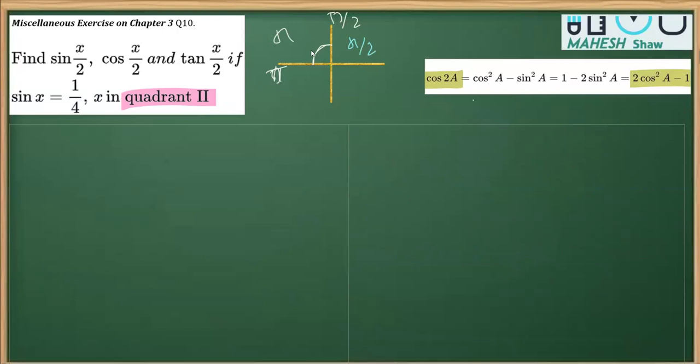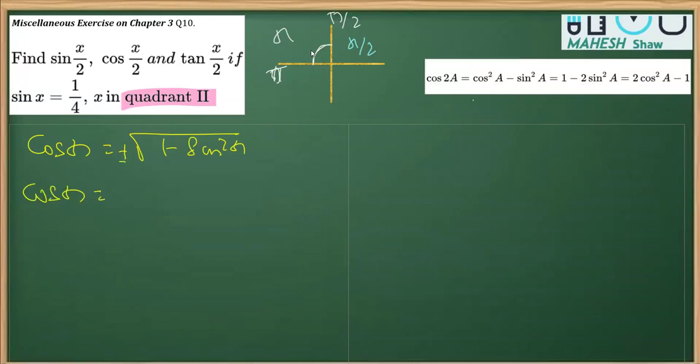Now we'll be applying this relation to determine the values of sin x/2, cos x/2, and tan x/2. From this relation, we can see that cos x will be 2 cos² x/2 minus 1. We know the value of sine here, so we'll first apply the other relation to find cos x. So cos x is equal to plus minus under root 1 minus sin² x.